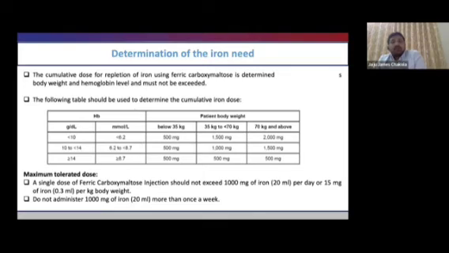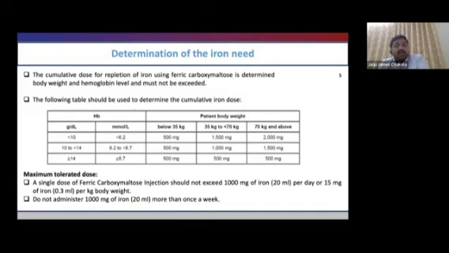So how do we determine the dosage of iron required? The cumulative dose for repletion of iron using ferric carboxymaltose is determined by body weight and hemoglobin level, and must not be exceeded. For a patient with a hemoglobin level less than 10, weight below 35 kg, 500 milligram is the required dose. For weight between 35 kg and 70 kg, 1500 milligram is the required dose, and for 70 kg and above, 2000 milligram. For hemoglobin level between 10 and 14, 500 milligram below 35 kg, 1000 milligram for people between 35 and 70 kg, and 1500 milligram for people with 70 kg and above.